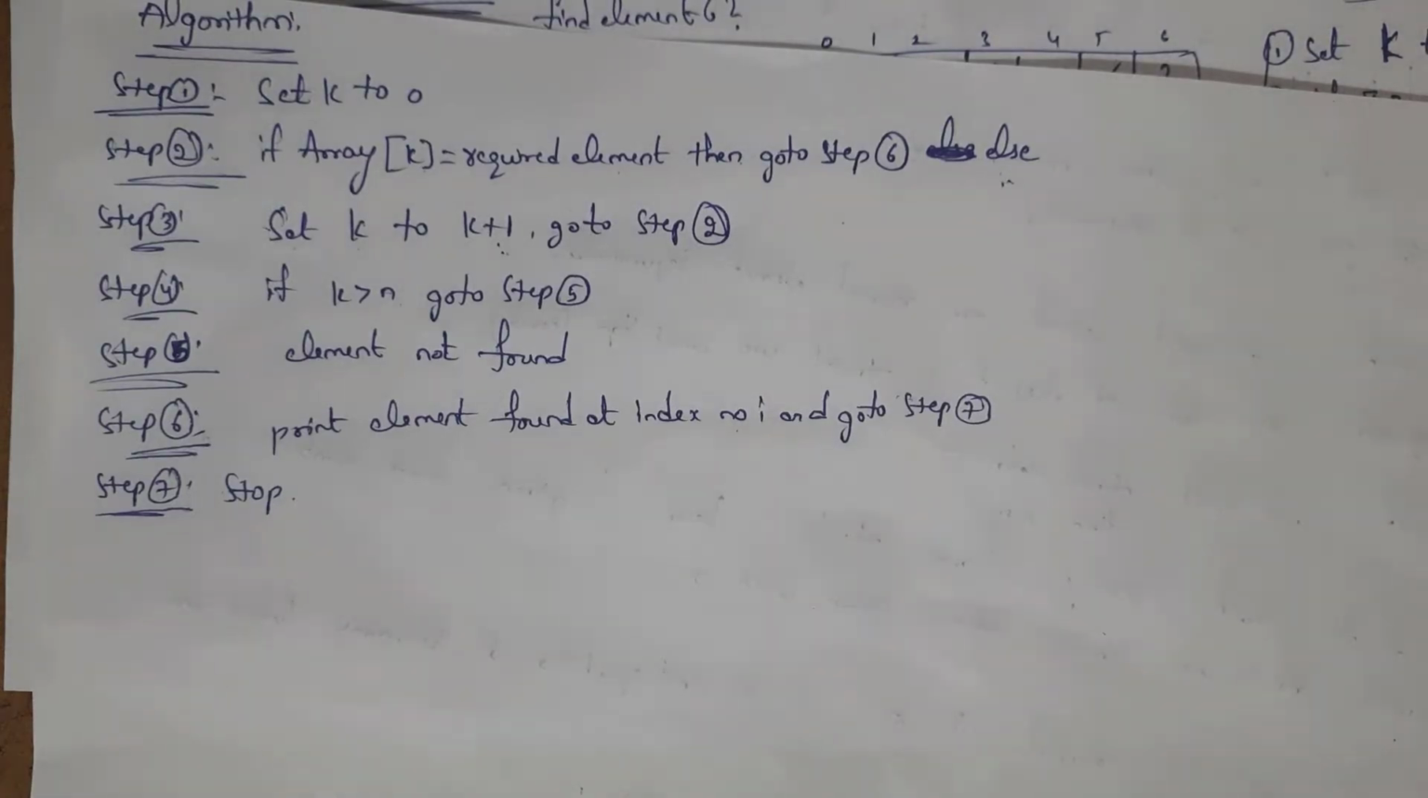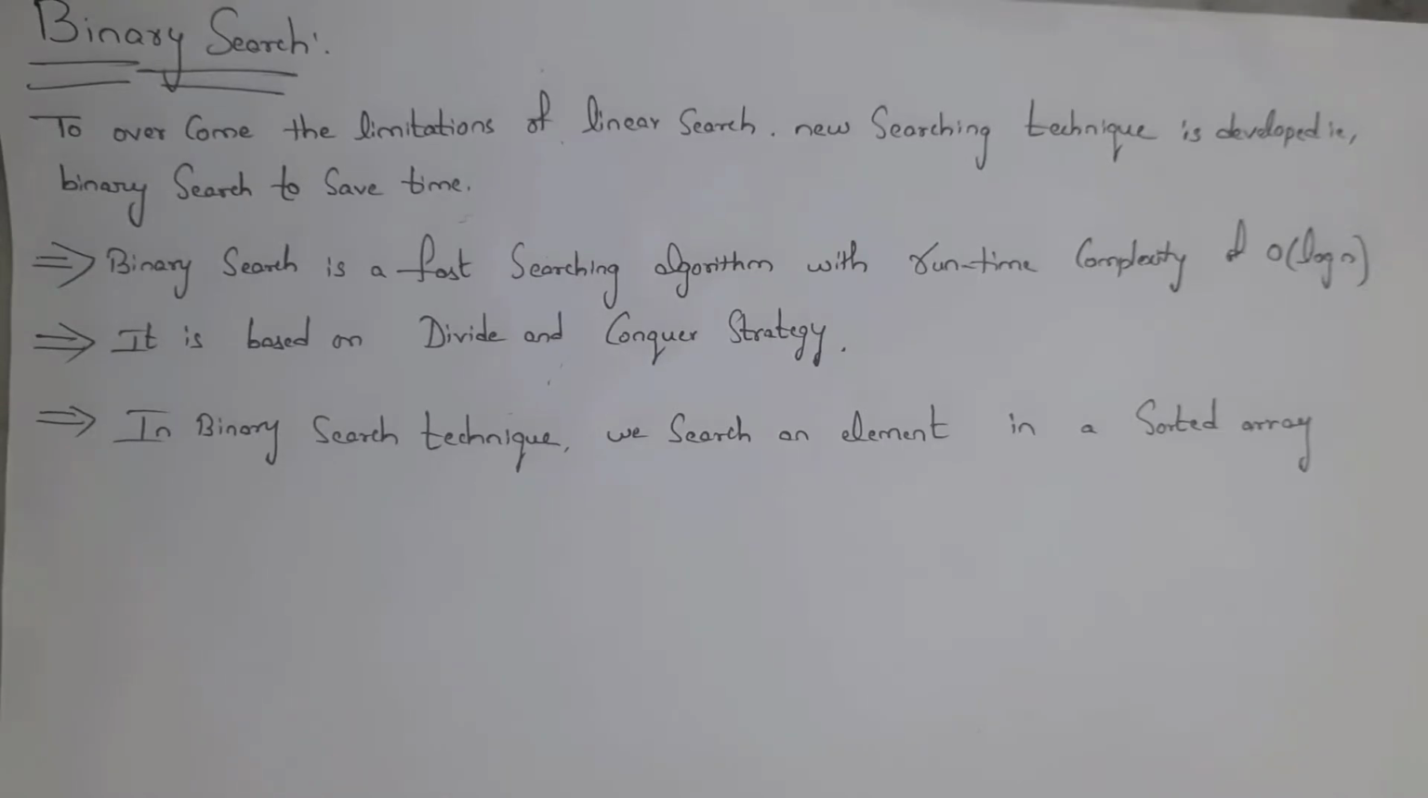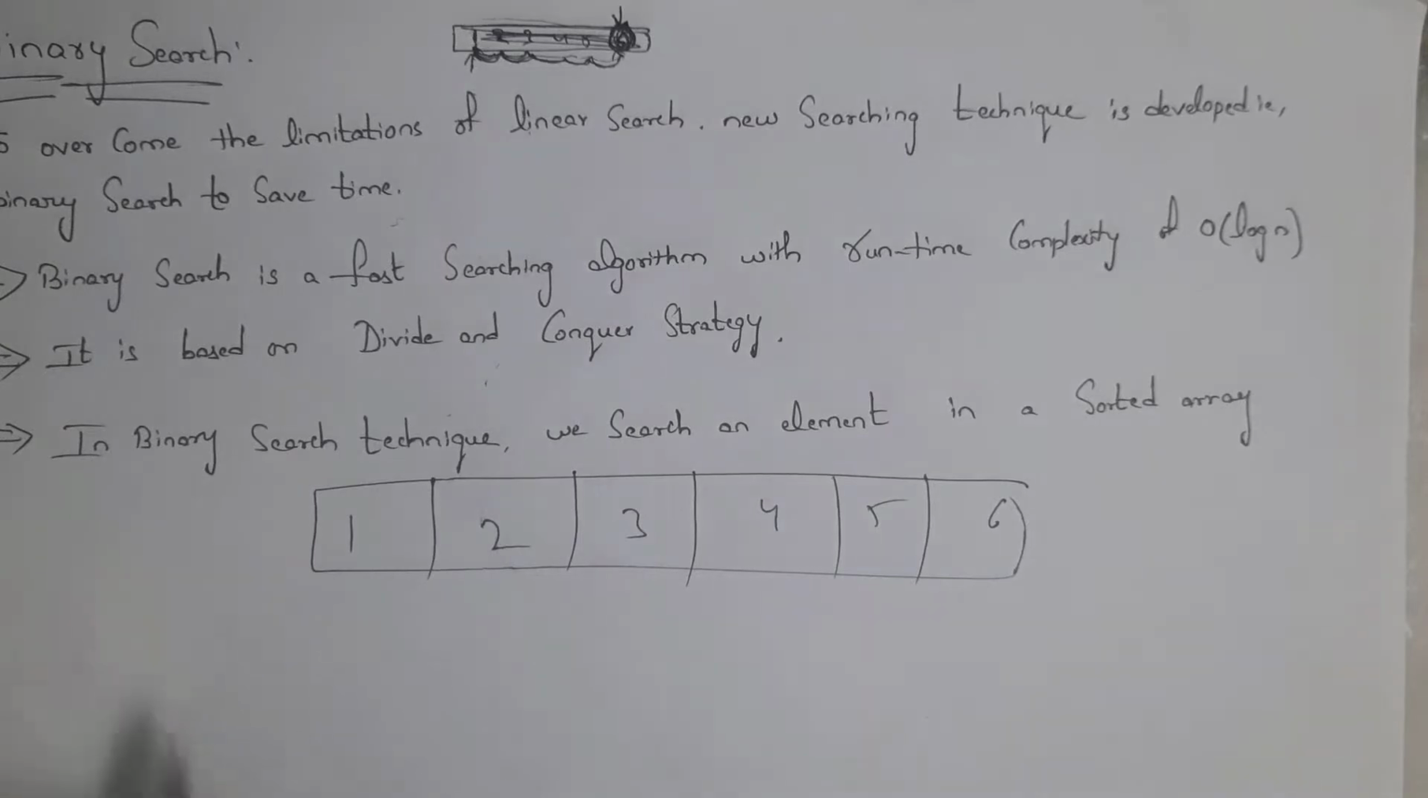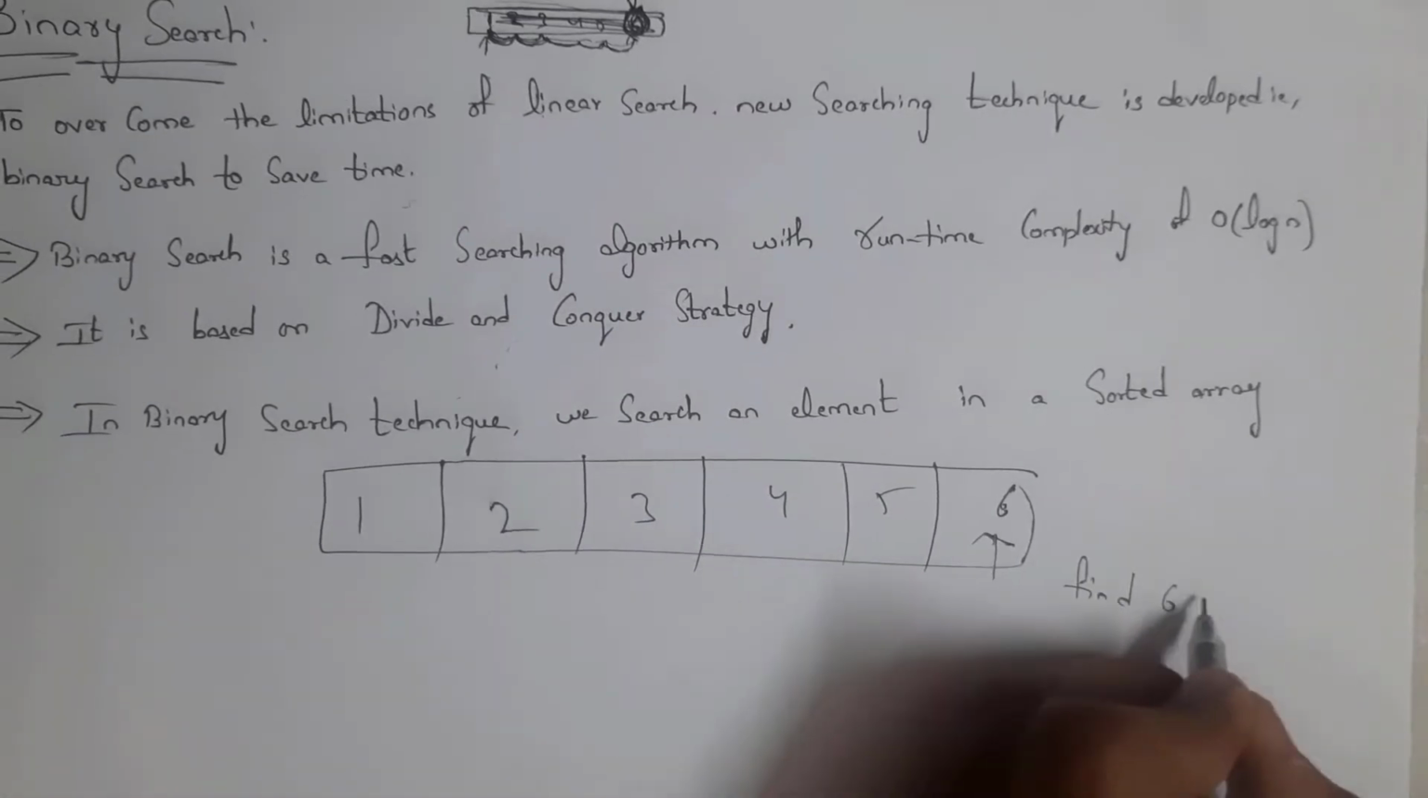Next I will explain binary search. In linear search, in order to find a particular element, we need to search each and every element line by line. So it is a time-taking process. To overcome the limitation of linear search, a new searching technique was developed, that is binary search, in order to save time. For example, this is an array of elements. It contains a total of 6 elements. I want to find element 6.